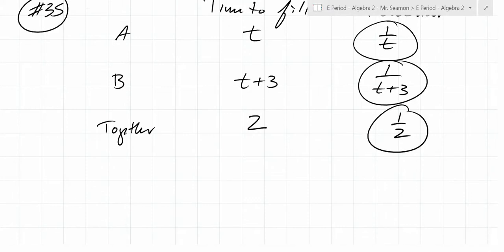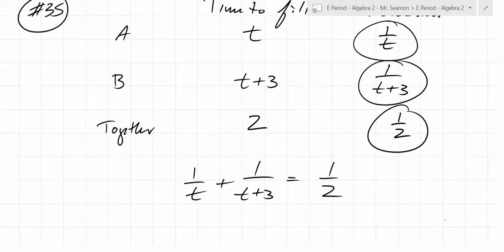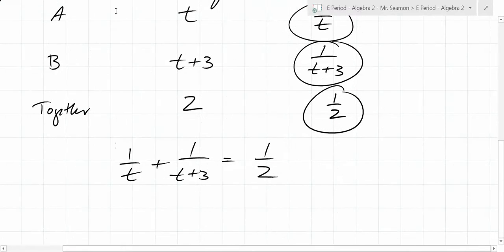1 over T plus 1 over T plus 3 equals 1 half. You can only add together the same thing. So now we have the equation we can solve. Now what should we multiply this by in order to just do this the quickest way possible? T times T plus 3 times 2.